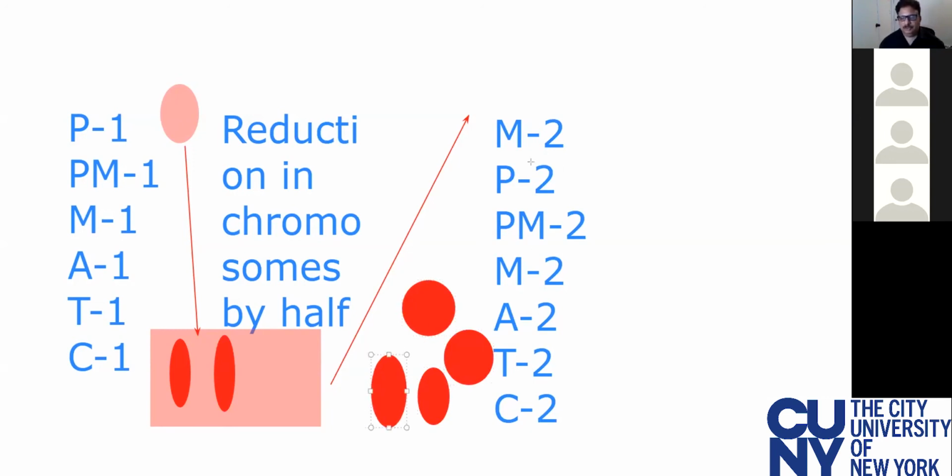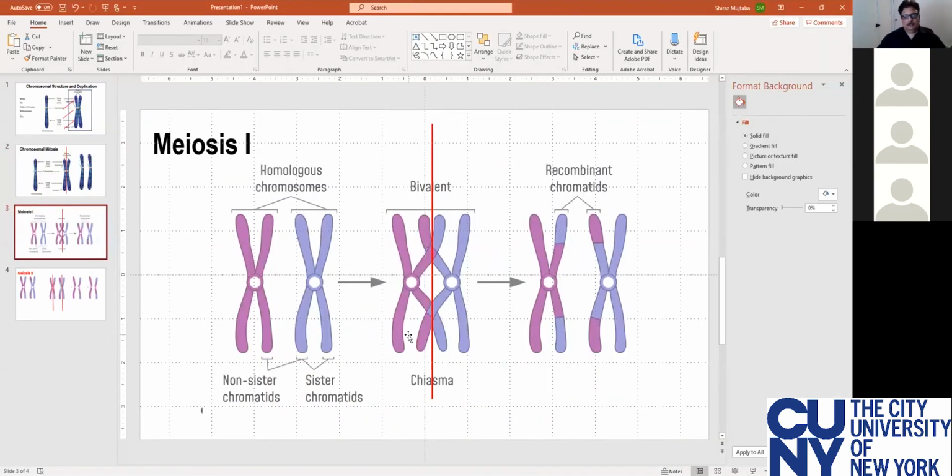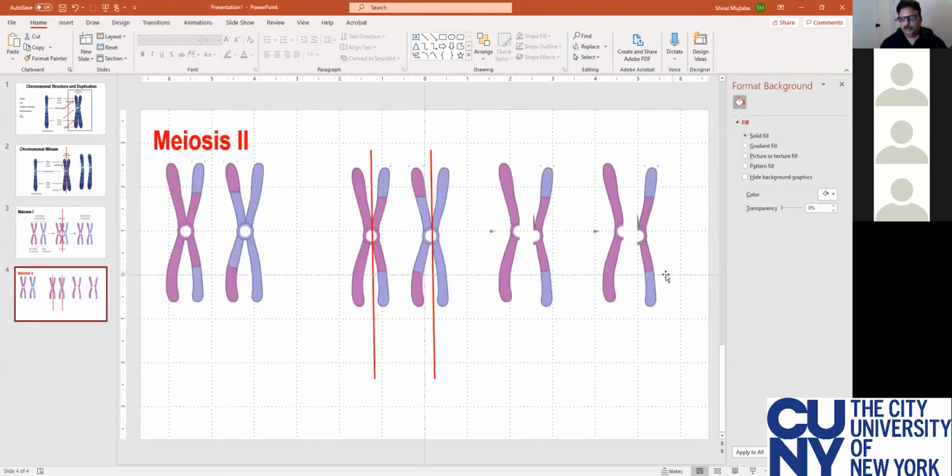Four cells. So what happens in meiosis two? Only the chromosome duplicates. It's not reduced. Reduction occurs in meiosis one. So let's just quickly look into the mechanism. I'm not going into the details. In meiosis one, the chromosomes are reduced. And then in meiosis two, the reduced chromosomes are equally divided, and each daughter cell receives one chromosome.